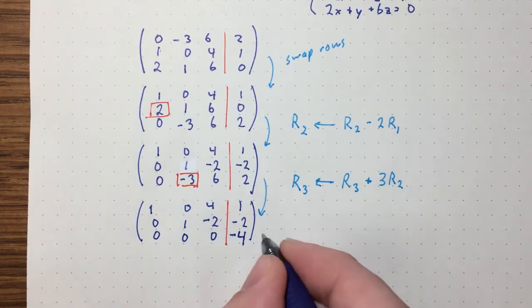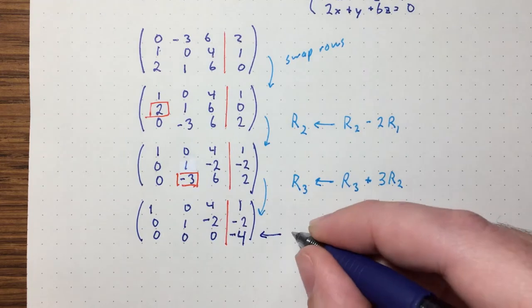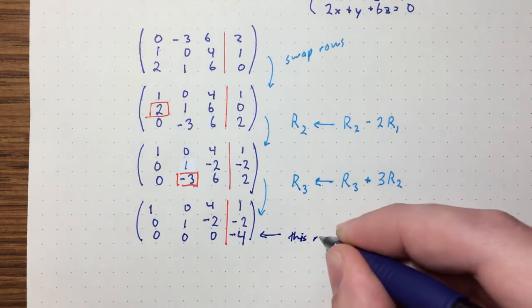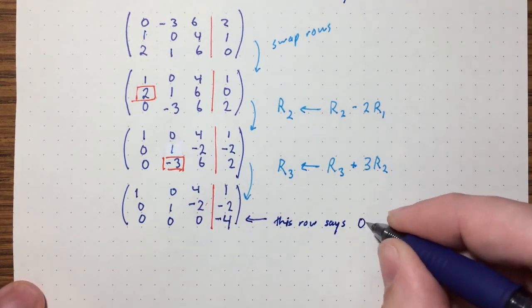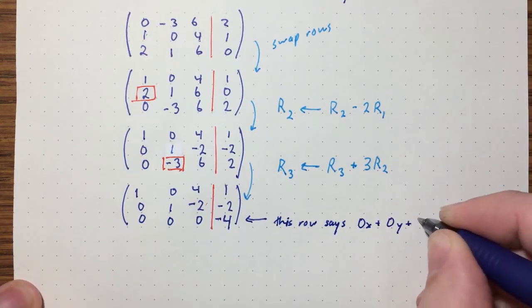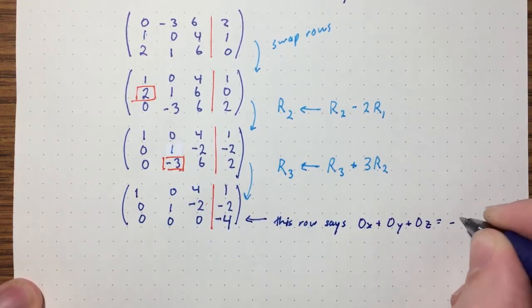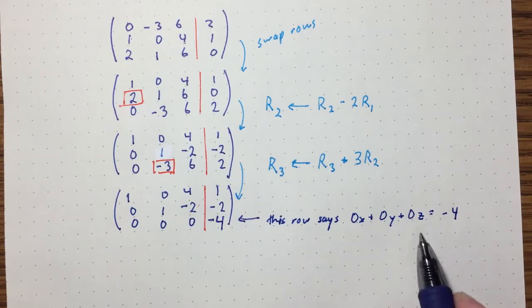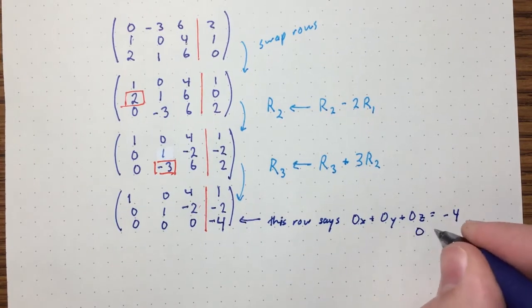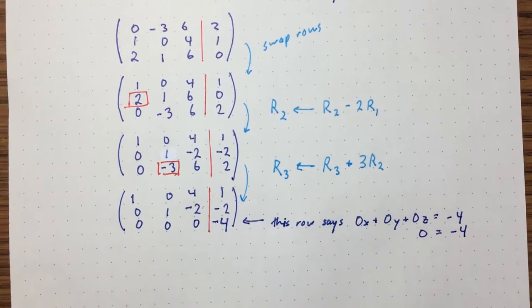What is this third row saying? So this row says 0x plus 0y plus 0z equals negative 4. Well, that's nonsense, right? No matter what x, y, and z are, this side is going to be 0. 0 doesn't equal negative 4.